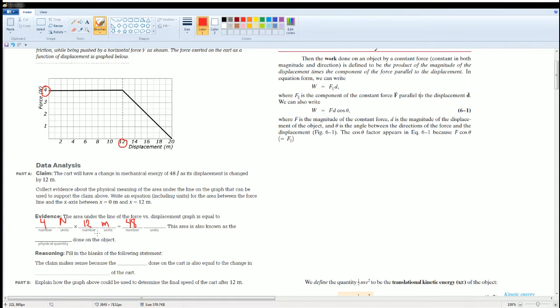The unit is now Newton times meter. The 48 is represented by the area under the curve. The gray part shows the 48 Newton meters. The area is also known as the work done by the system.